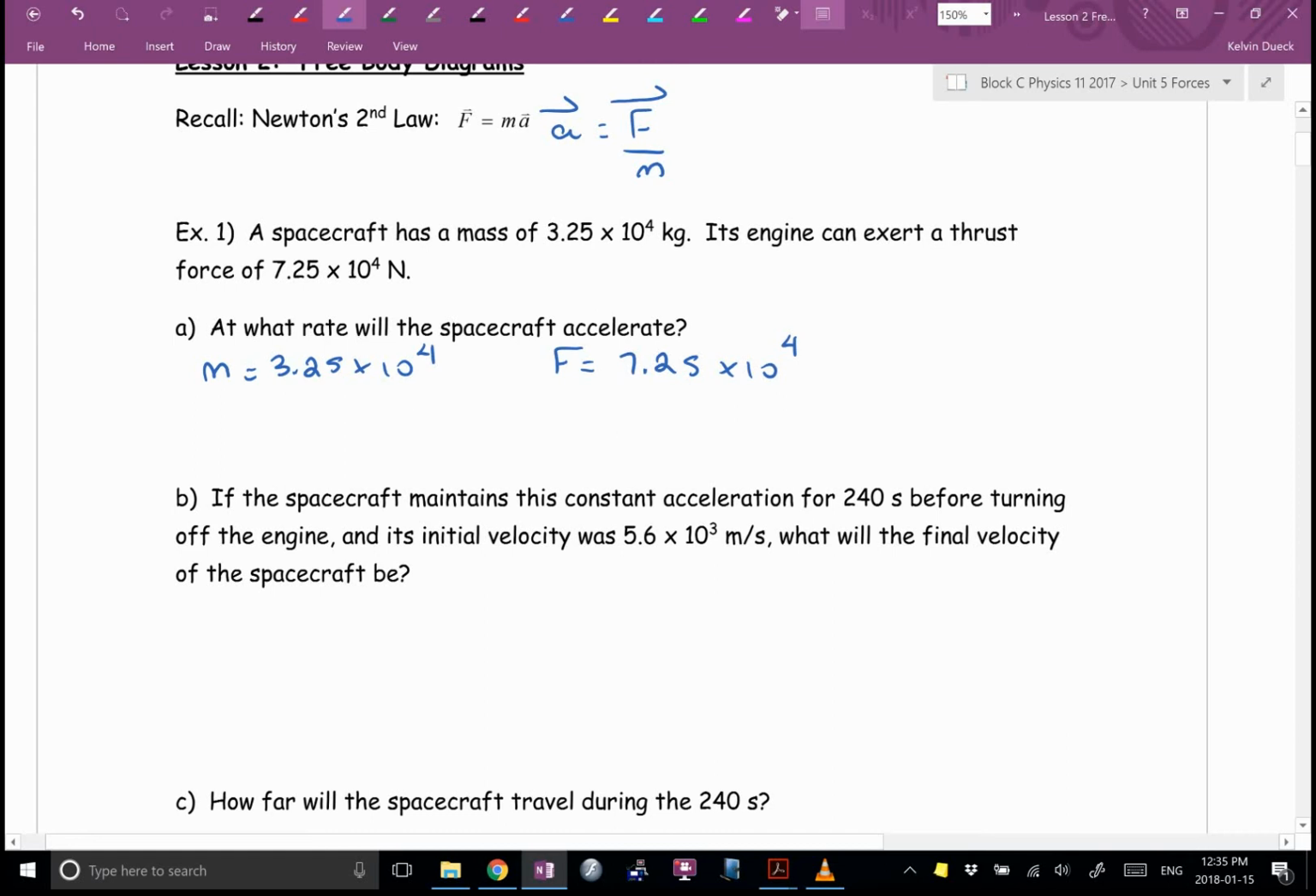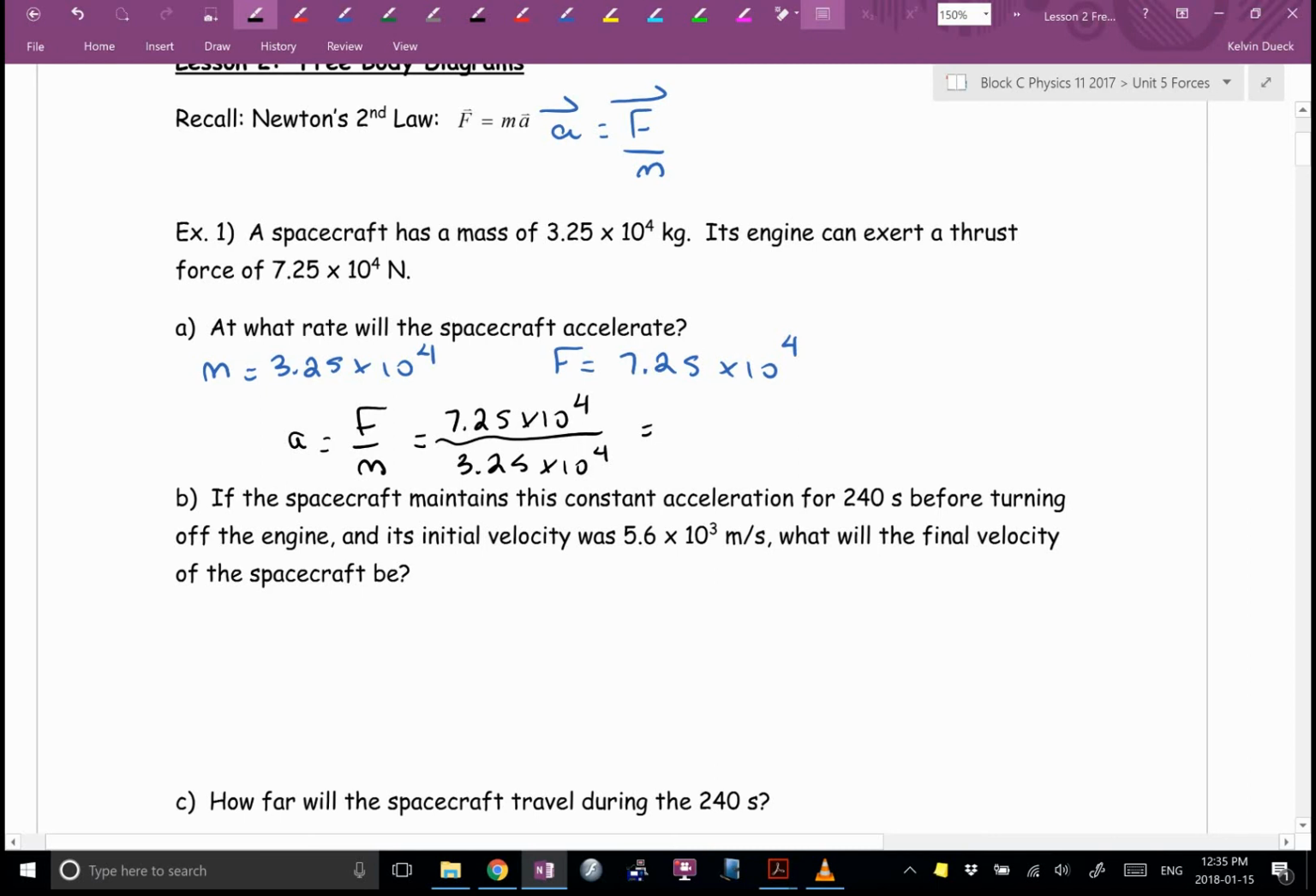I did a quick check. It's kilograms and it's newtons, which are the preferred units, so I don't have to do any unit conversions. I can go straight to your equation. This is not today's lesson. This is kind of a review of what we've done so far already. We can still use Mr. Dueck's DFIC approach. There is an equation that has F and M and A in it. It's F equals MA, and I can rewrite that one to get the A by itself. We did on the previous line. So it's going to be 7.25 times 10 to the fourth divided by 3.25 times 10 to the fourth.